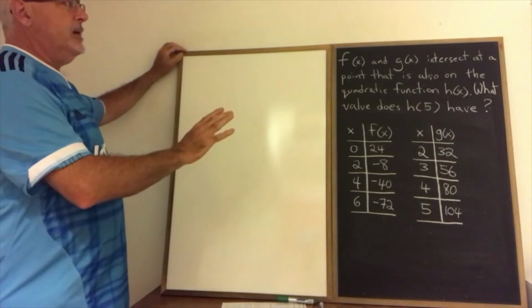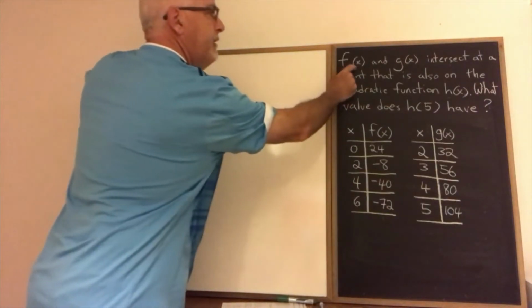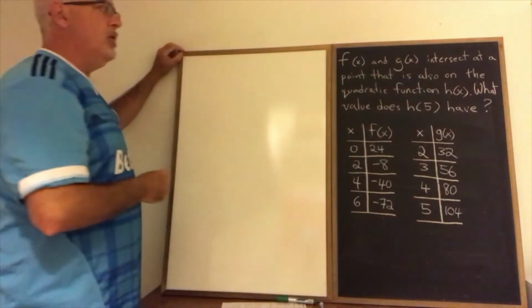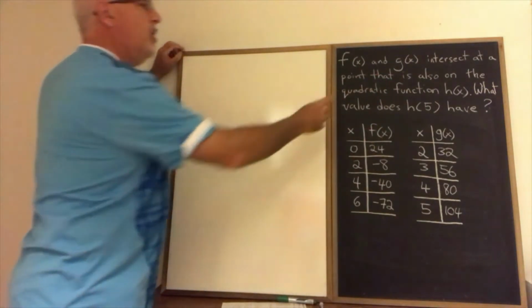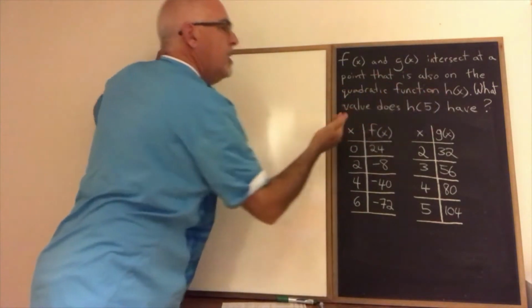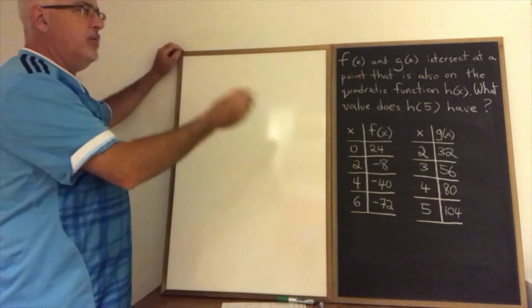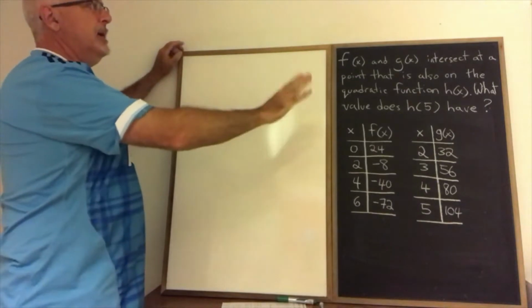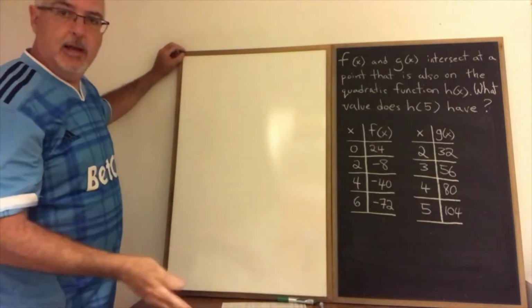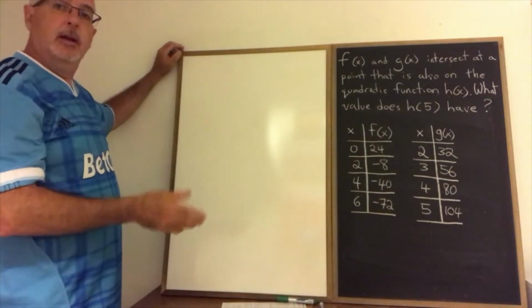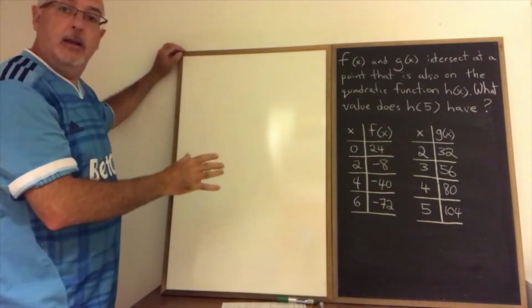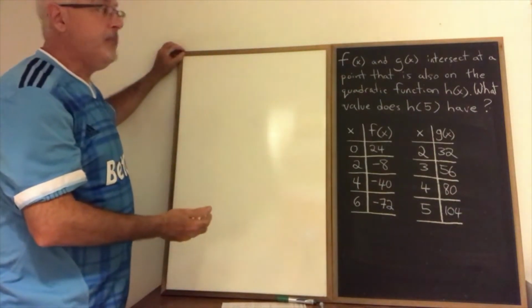In this task, we are told f of x and g of x intersect at a point that is also on the quadratic function h of x. What value does h of 5 have? The first thing to point out is that this question is being asked using functions language and functions notation. So you have to be familiar with that in order to understand the question.